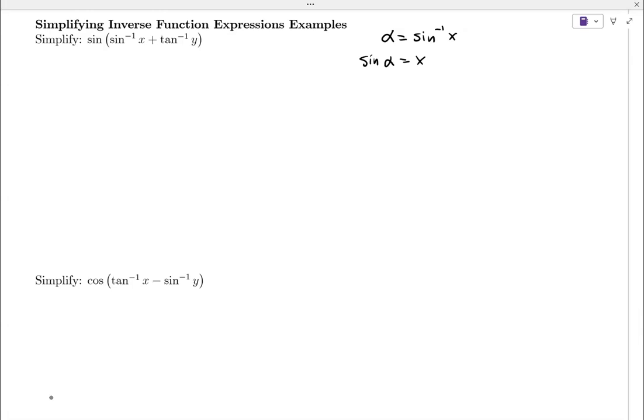Agree? Okay. Do the same thing over here for your inverse tangent of y. I can rewrite that as tangent of beta equals y, right? And we'll come back to this in a second, but those are equivalent expressions, yes? If I go back over here and do the substitution that I just wrote, I basically have sine of alpha plus beta, right?